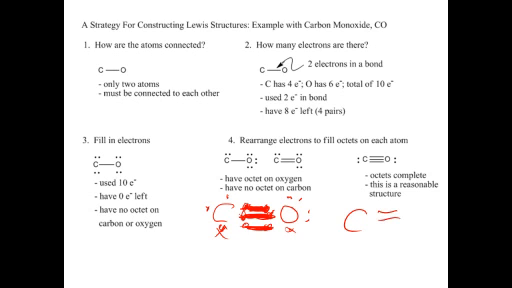So carbon monoxide, for instance, involves carbon and oxygen forming a triple covalent bond between two atoms. They're basically sharing a total of 6 electrons, 3 pairs of electrons.